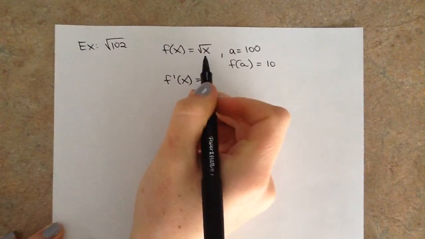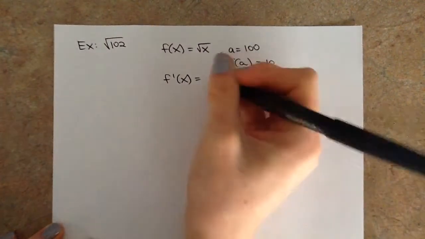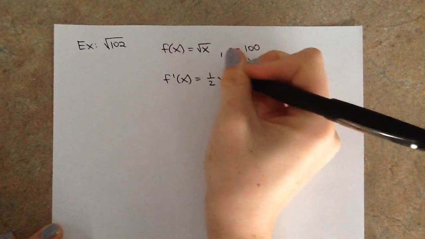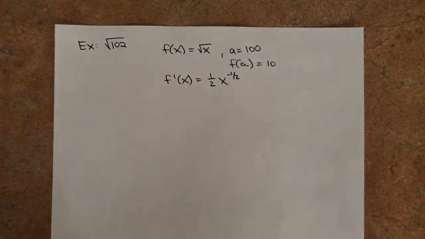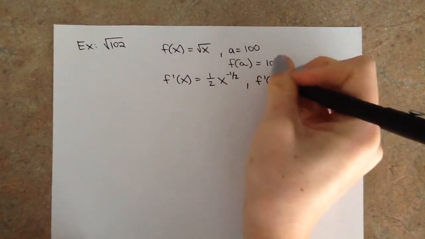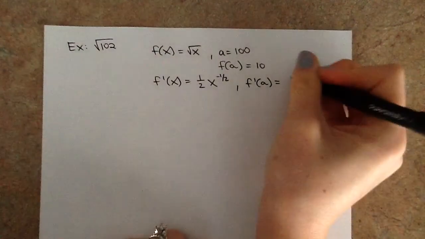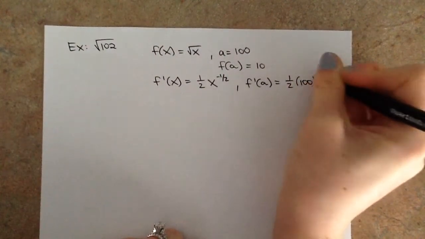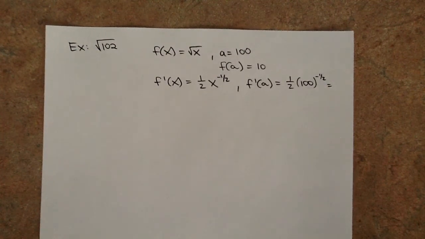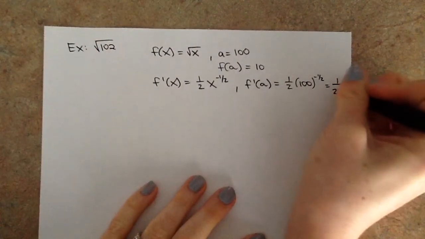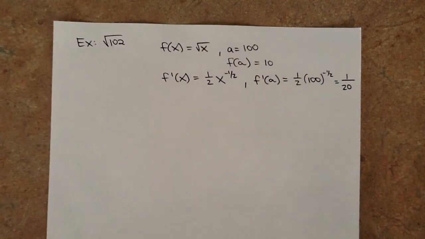We can think of this as x to the 1/2, so just do a simple power rule on it. The 1/2 comes out front, and the power drops down to a negative 1/2. Okay, so we want the derivative at 100. So we've got 1/2 times 100 to the negative 1/2, which comes out to be what? 1/20. 1/20, good. 100 to the negative 1/2 would be 1 over the square root of 100, which is 1/10, and then we multiply that by 1/2. Okay, so we've got all the pieces. Are you guys okay so far?